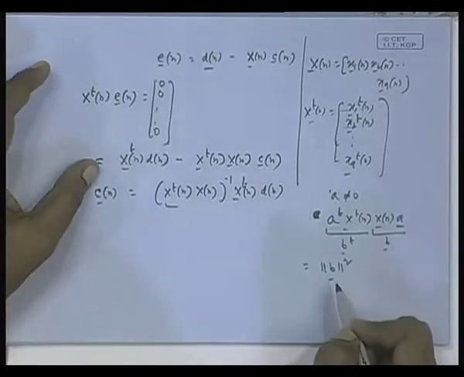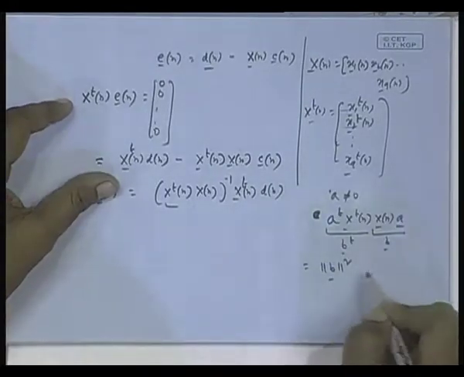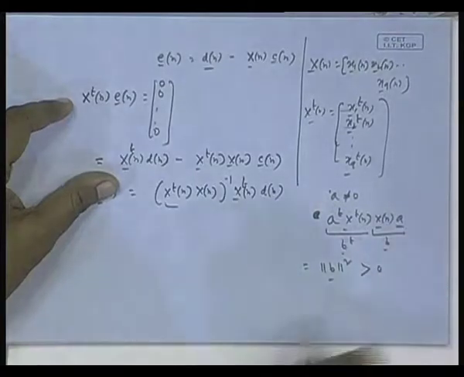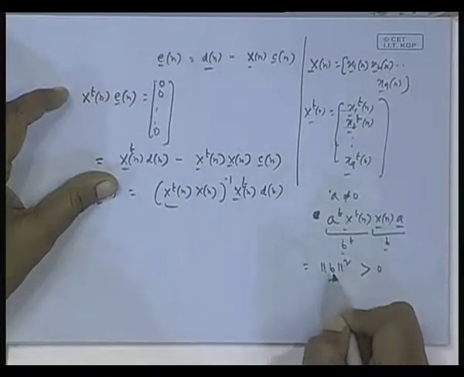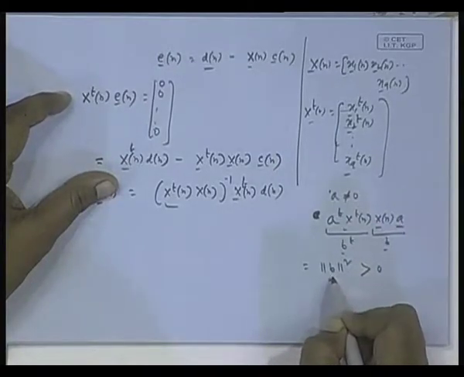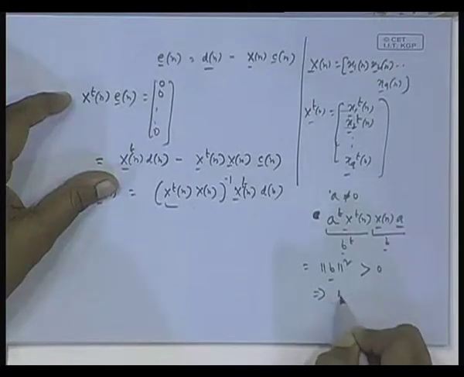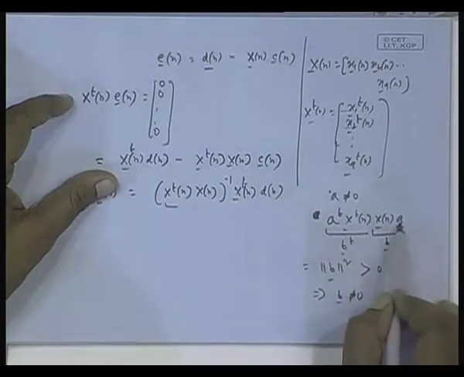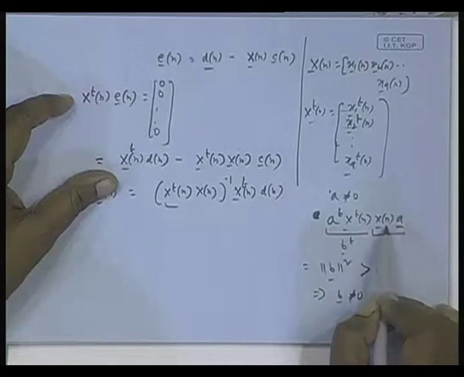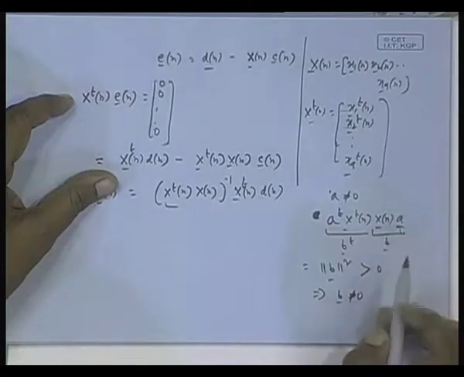So this must be strictly greater than 0. When will that be? Norm square is greater than 0 if the vector is non-zero, which implies B must be non-zero. That is, you should not be able to find any non-zero A so that X_n A is a 0 vector.